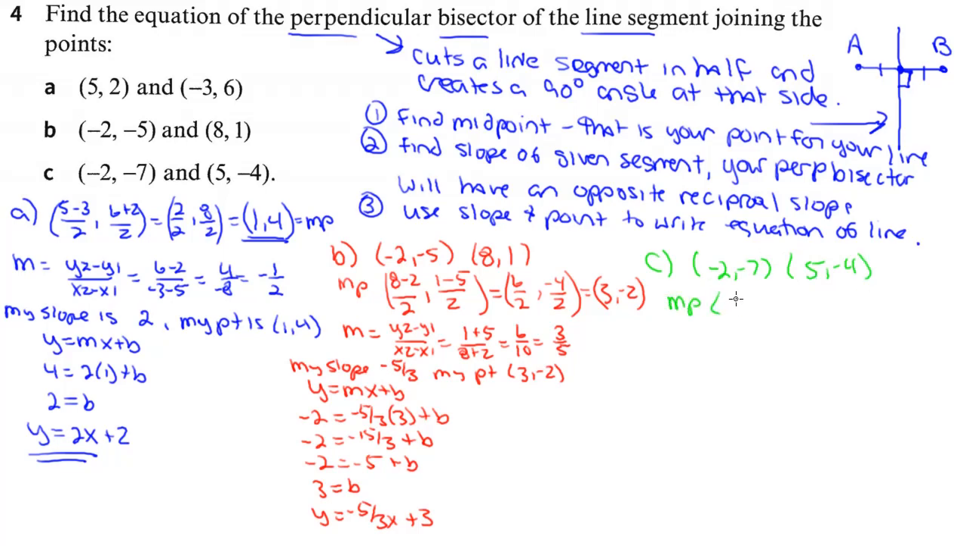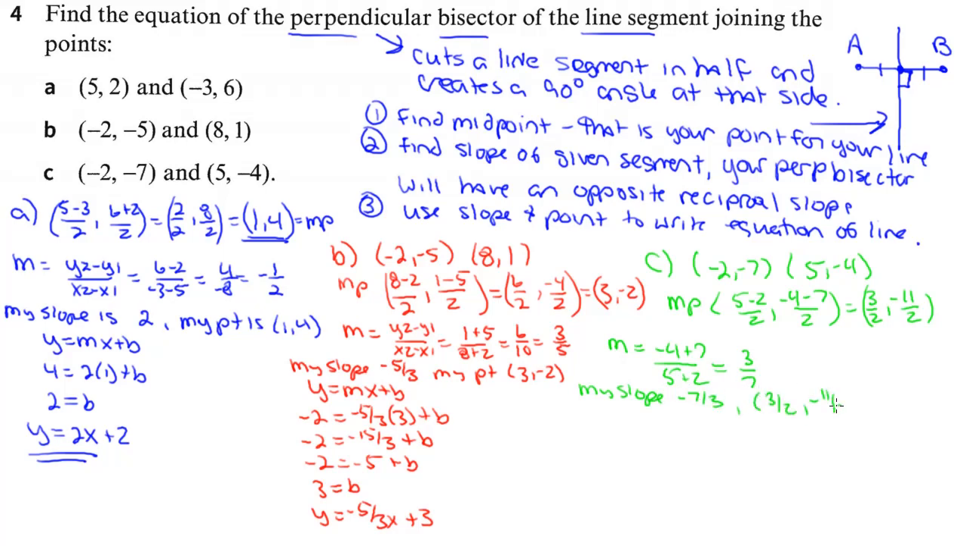On part C, I've got two different points, and again, all I'm going to do is the exact same thing. Find the midpoint, add the x's, divide by 2, add the y's, divide by 2, and once I've got my midpoint, that's going to be the point that's going to be on my line, my perpendicular bisector. And now I'm going to go ahead and find the slope of the line segment, and that's going to be y2 minus y1 over x2 minus x1. I'm going to find that the slope of the line segment is going to be 3/7. So my slope is going to be the opposite reciprocal, or negative 7/3.